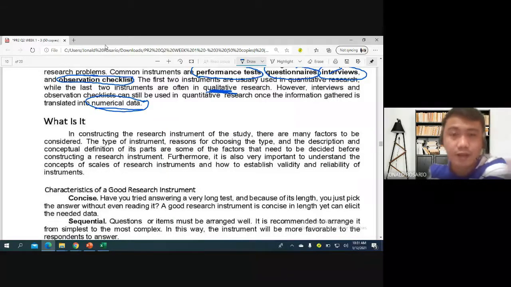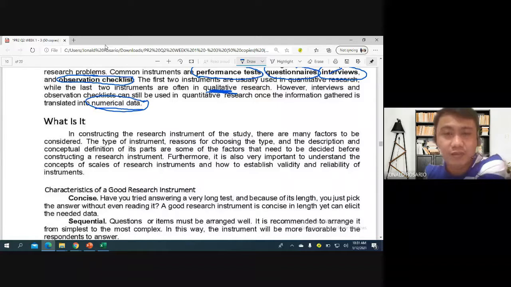So sa paggawa daw ng isang instrument, which is yung questionnaire dun sa gagamitin sa study ninyo, maraming factors ang kailangan i-consider. The first one is, of course, the type of instrument. So okay na kayo dyan. Number 2, reasons for choosing the type. Ano kaya ang reason nyo kung bakit yun ang napili nyo?